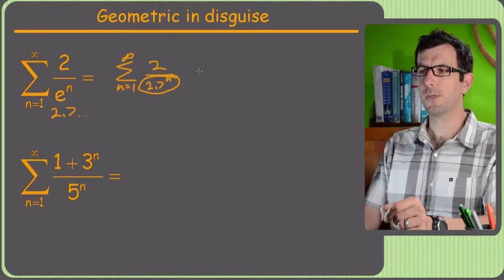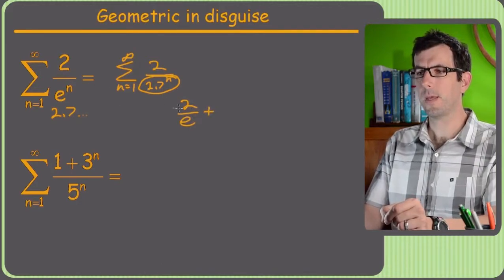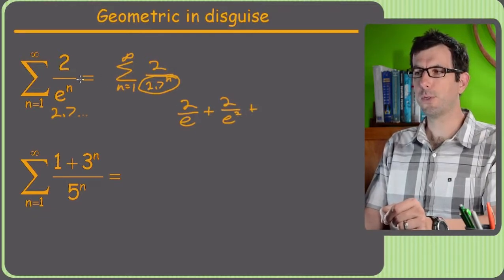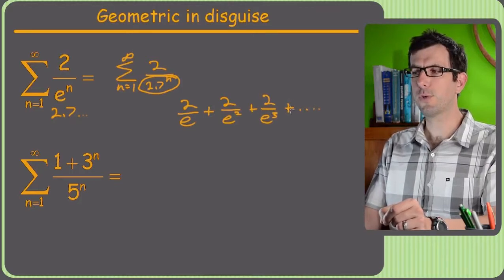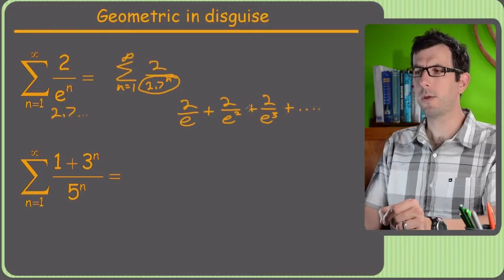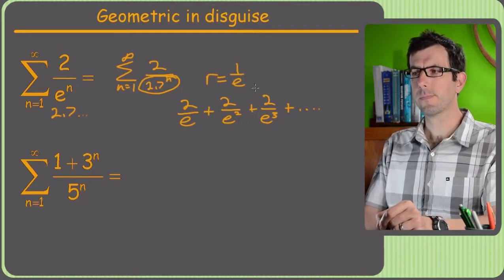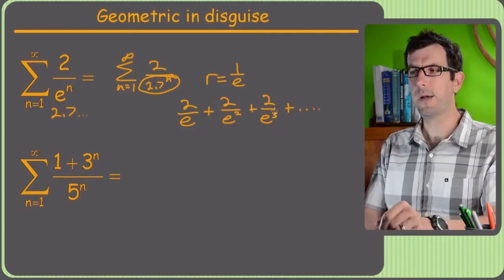And then if you really wanted to be sure, you could write out some terms. So looks like the first term is 2 over e. The second term is 2 over e squared. The third term is 2 over e cubed. So you can get the sense here that we keep increasing the power of e by 1, which means that our r, what we're multiplying by to get from one term to the next, is 1 over e. So if you multiply by 1 over e, that's just going to increase the power of e downstairs.